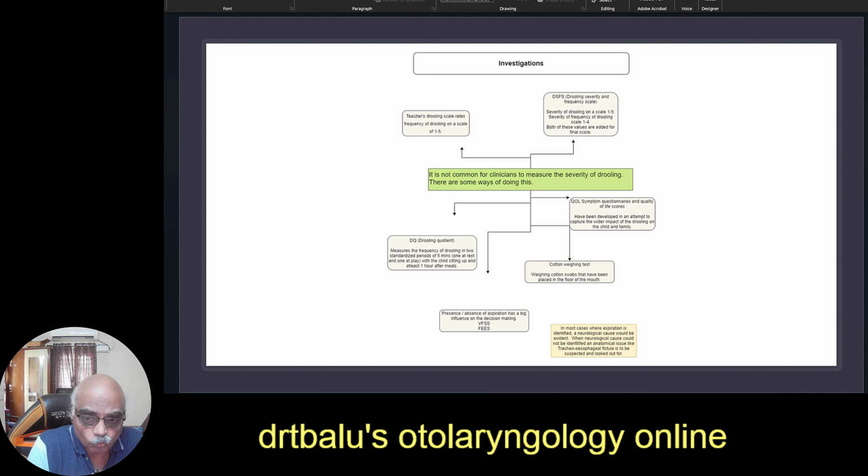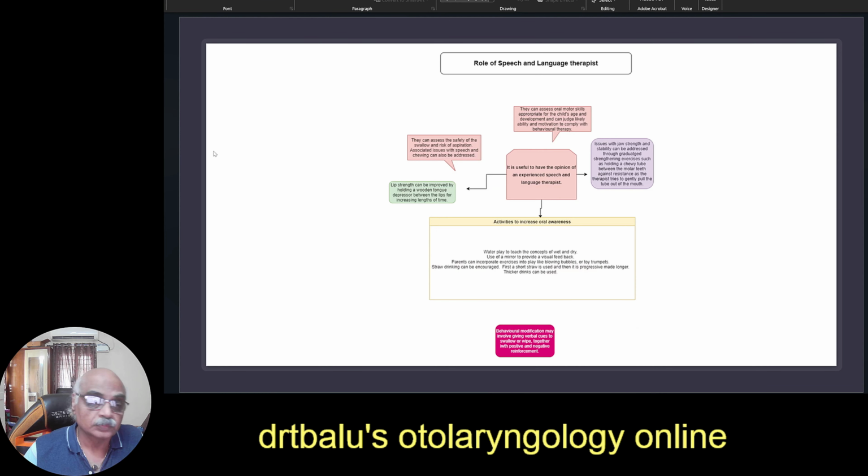In most cases where aspiration has been identified, a neurological cause should always be ruled out. And in the absence of neurological cause, always look out for tracheoesophageal fistula. It should be diligently sought for. In most cases with aspiration and without any neurological cause, tracheoesophageal fistula should always be suspected and ruled out.